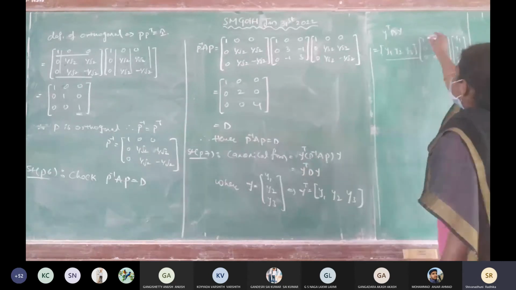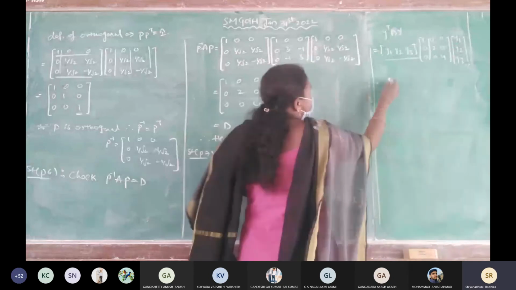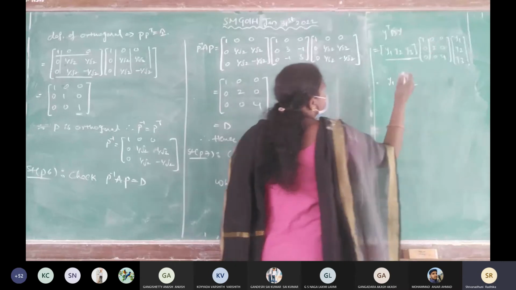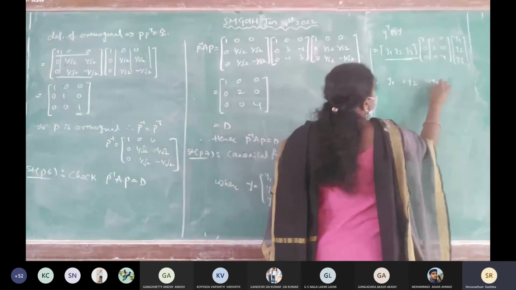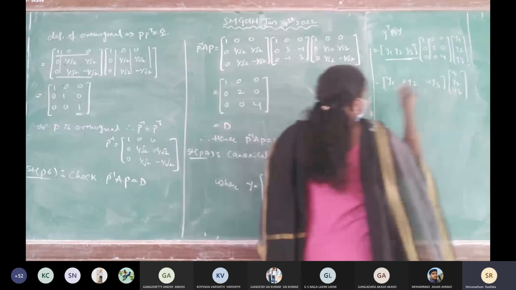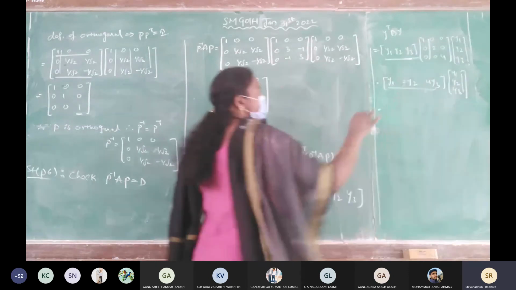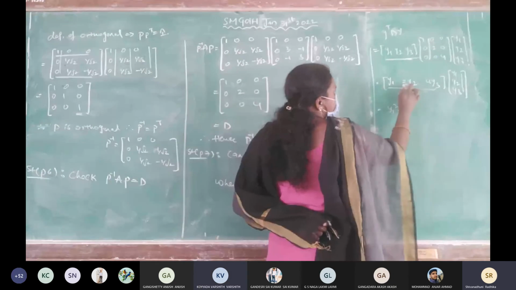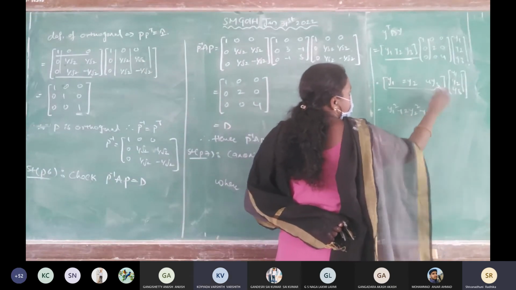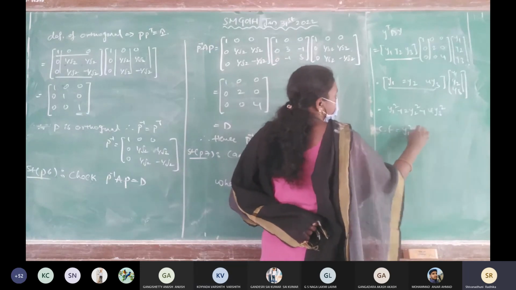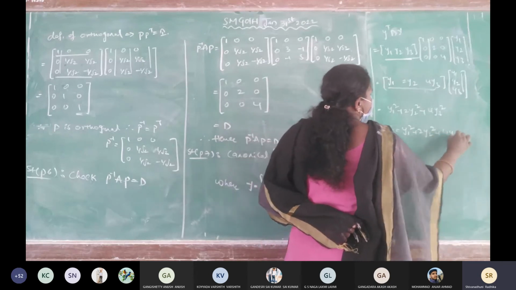Now first row with the first column, just multiply, that is y1 only, plus 0, plus 0. First row with the second column, 2y2. And first row with the third column, 4y3. Into the column y1, y2, y3. Again, first row with the first column gives only one element. So that is y1 into y1, y1 square, plus 2y2 into y2, 2y2 square, plus 4y3 into y3, 4y3 square. Therefore, the canonical form is y1 square plus 2y2 square plus 4y3 square.